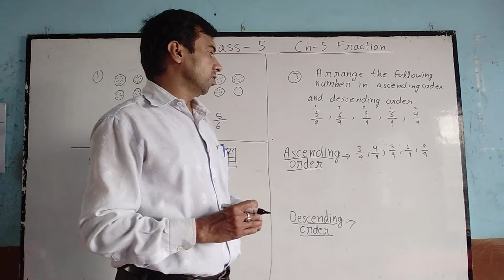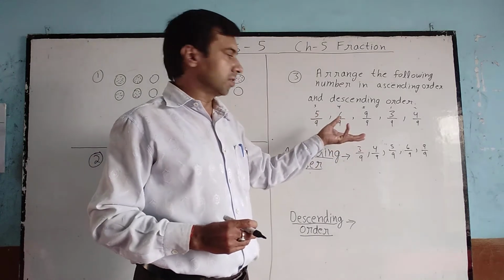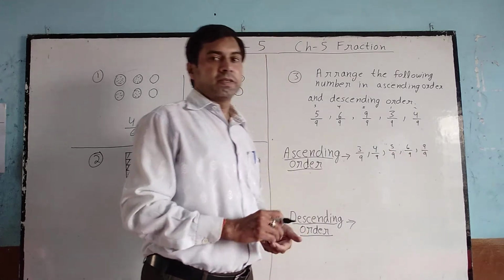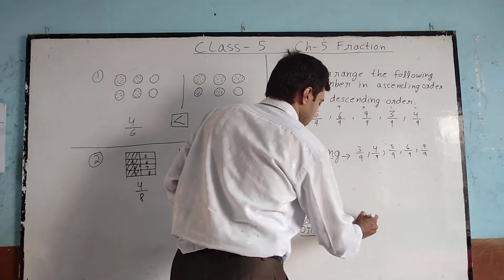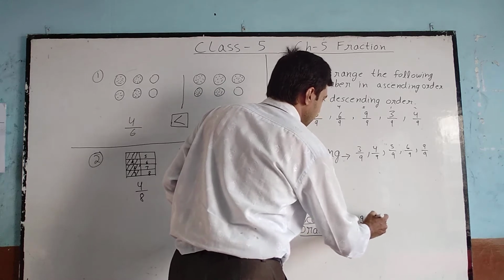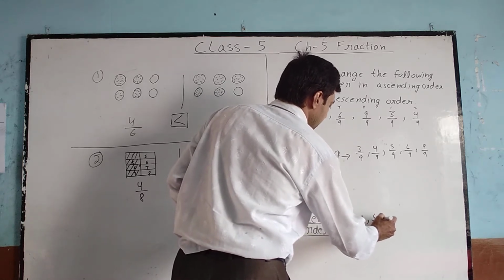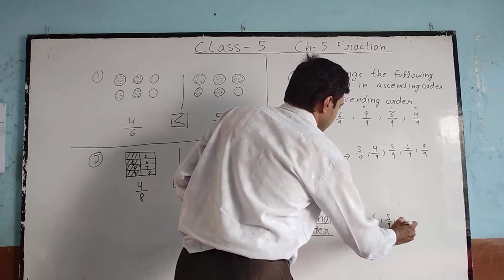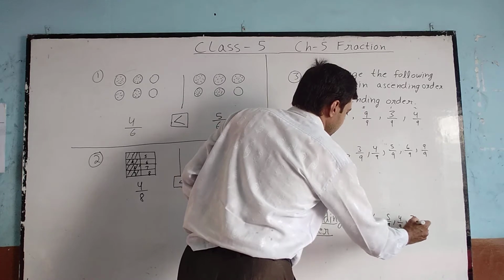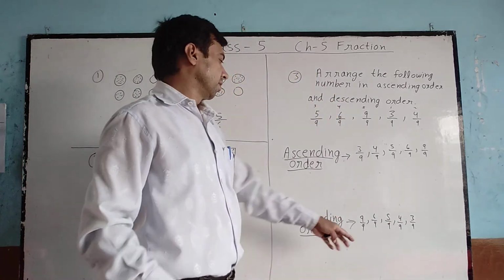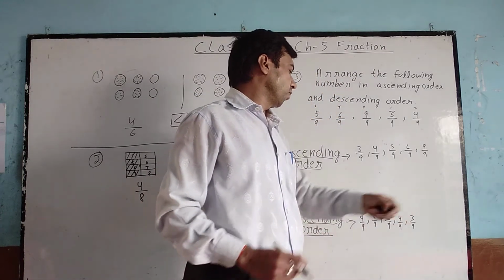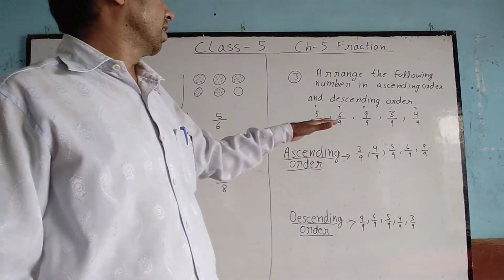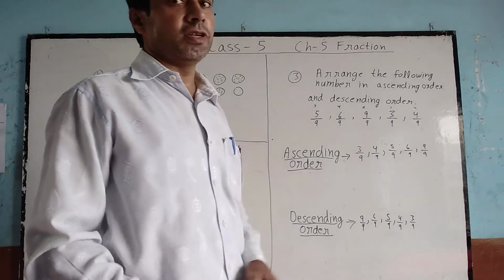Now how to write descending order? Same like fractions, very simple. Now we will start from this side: 9 by 9, 6 by 9, 5 by 9, 4 by 9, 3 by 9, students. So in this way we write ascending order and descending order.